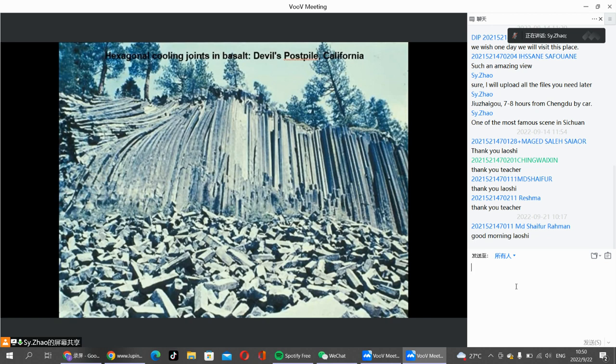I got a very great impression of such cooling joints in the Hebei Mountain in Sichuan during the field practice in my undergraduate course. And hopefully we also have this chance to touch them in nature and see them ourselves. And this outcrop is in America, California.